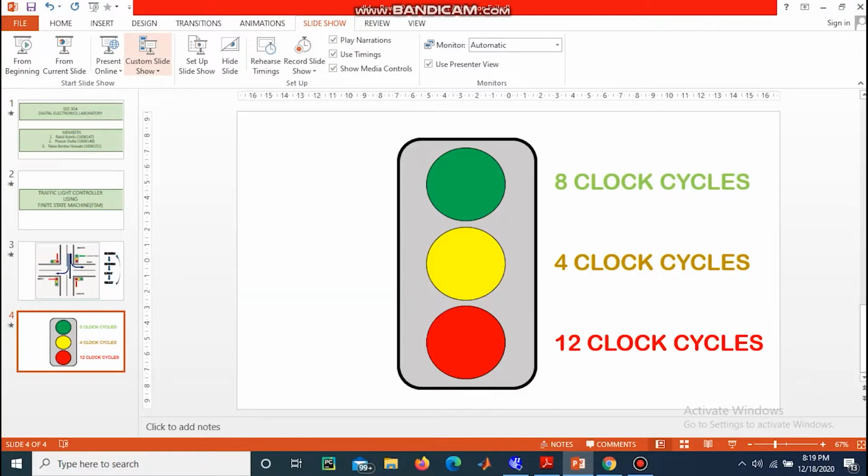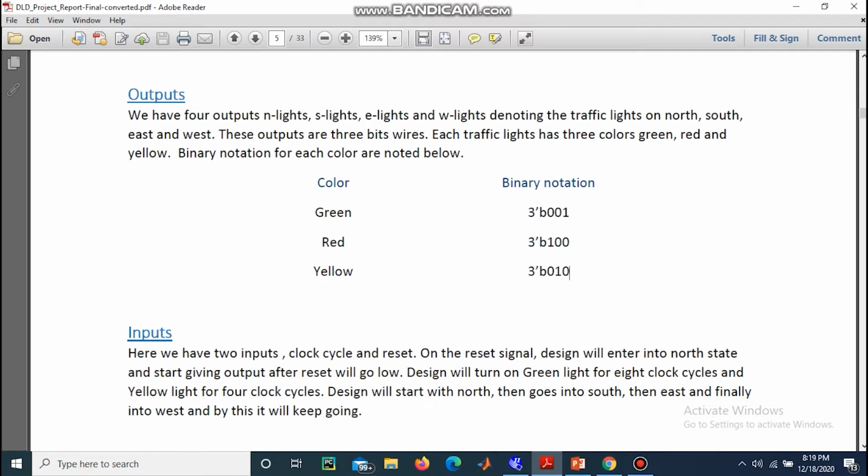Now, let us see the inputs and outputs of the system. We have 4 outputs here: N lights, S lights, E lights, and W lights, denoting the traffic lights on north, south, east, and west. Green, red, and yellow lights are noted as this in our code. We have only 2 inputs, clock cycle and reset. The design will start working on the negative edge of the reset and change on the positive edge of the clock cycle.